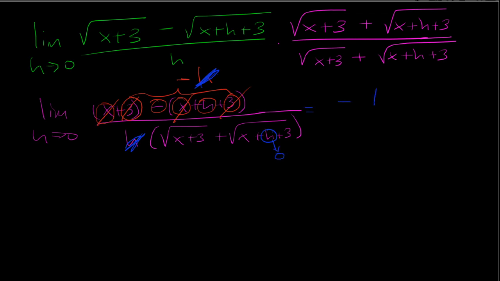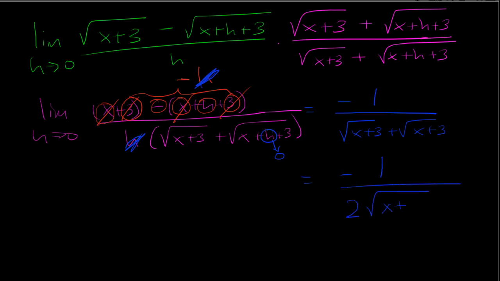So what I'm left with is negative 1 over square root of x plus 3 plus square root of x plus 3, which is negative 1 over 2 times the square root of x plus 3. So we conclude that the derivative of 4 minus square root of x plus 3 will be negative 1 over 2 times square root of x plus 3.